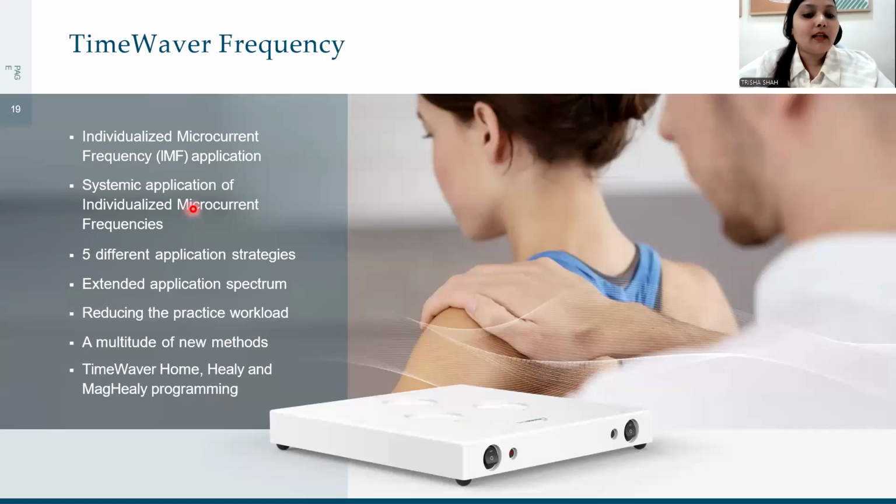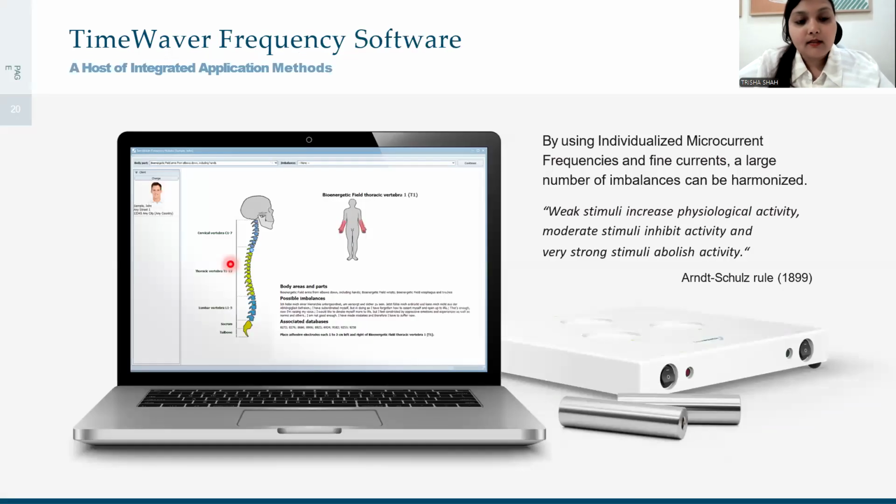We then have Timewaver Frequency. Timewaver Frequency is a device that uses individualized microcurrent application. Now, Timewaver Frequency works with five different application strategies. It works beautifully well with applications like spinal cord and spinal cord balancing, with the customized frequency programs, or to create an automation.